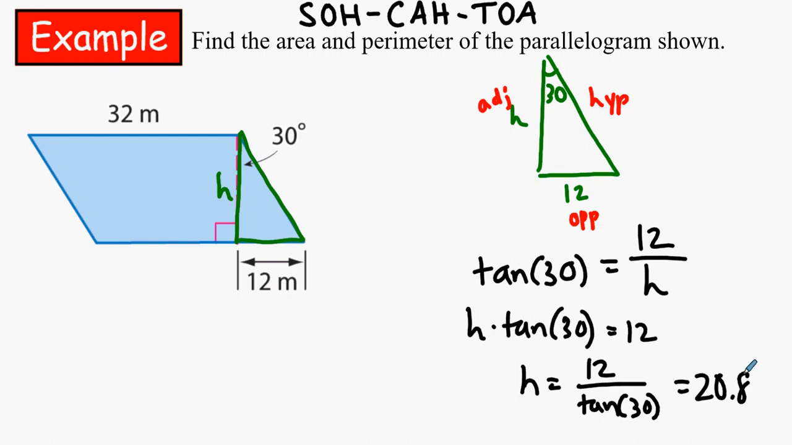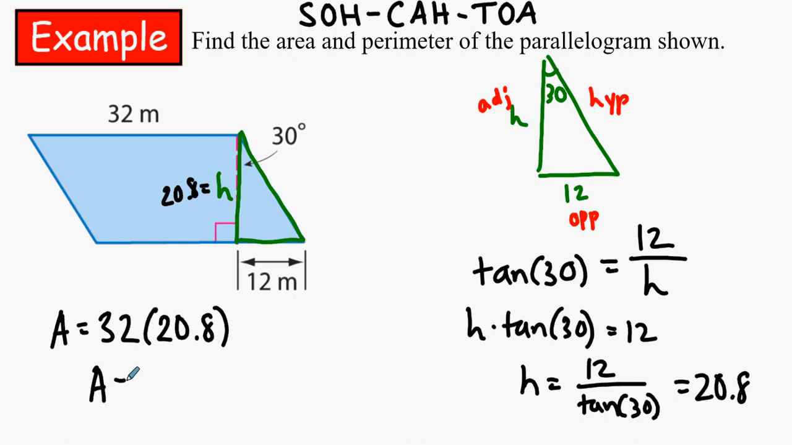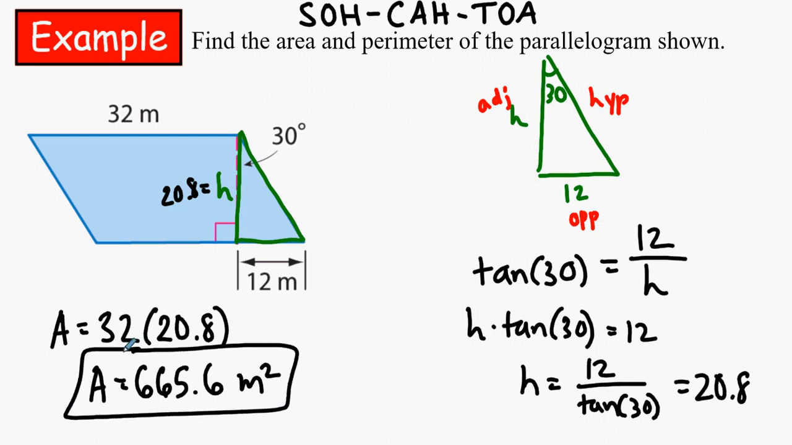12 divided by the tangent of 30 is 20.8. So I know that the height of my parallelogram is 20.8. So area is equal to base, which is 32, times height, which is 20.8. 20.8 times 32 equals 665.6 meters squared. Area is always square units. That's how I get the area.